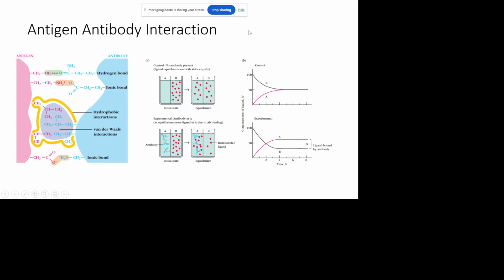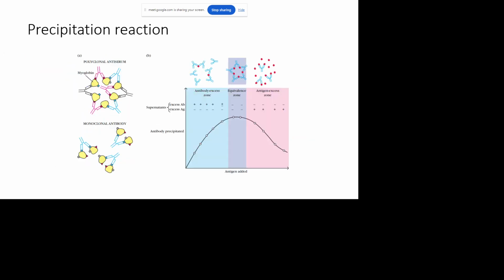So moving on to next, the precipitation reaction. So what is precipitation? Precipitation is when antigen and antibody bind and make a cross link. Cross link means there will be a mesh, a network between the antigen antibody complexes. If that is so, then this will make an insoluble precipitate, that is called precipitation reaction.